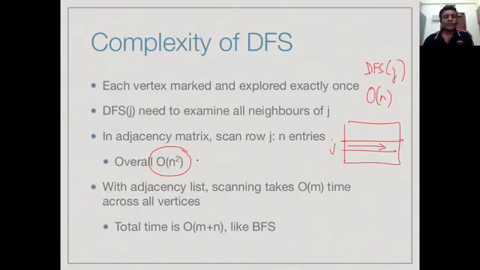On the other hand, if we use an adjacency list, then when we look at the neighbors of j, we only have to look at the exact vertices it's connected to. And as we said before, if we count across all the calls, each edge will be accounted for twice, once from i to j and once from j to i. So the total number of steps to scan the neighbors will be order of the number of edges. So the overall time will be linear, m plus n, like breadth first search. So both depth first search and breadth first search are linear in the size of the input if we use adjacency lists.